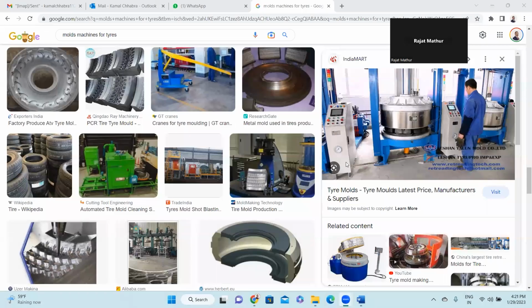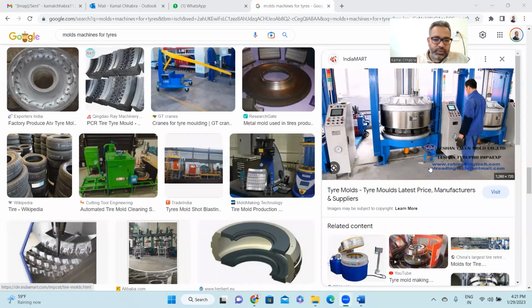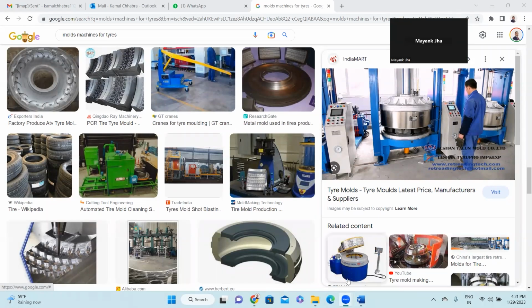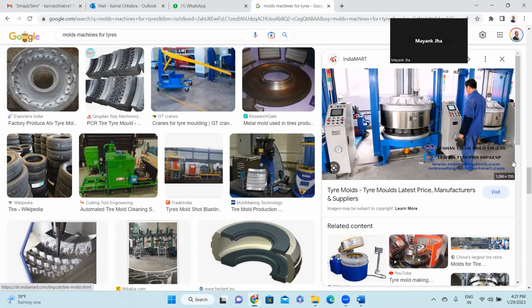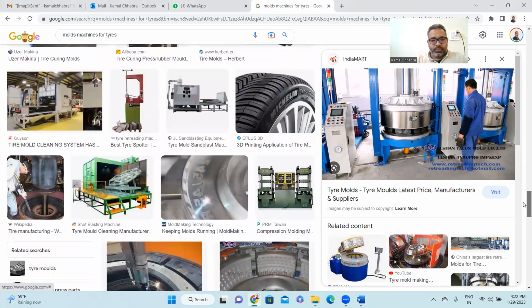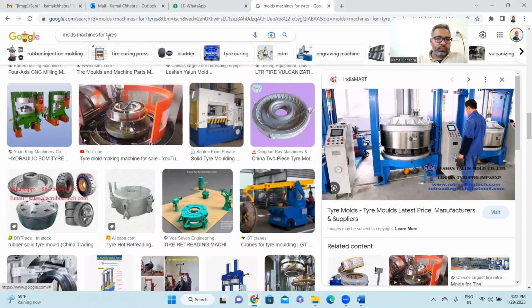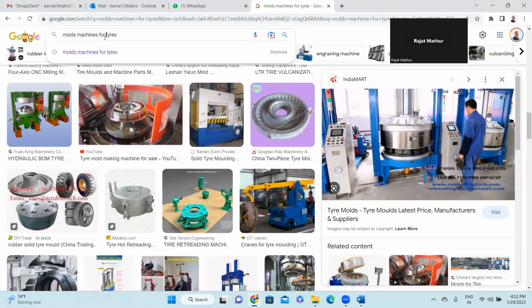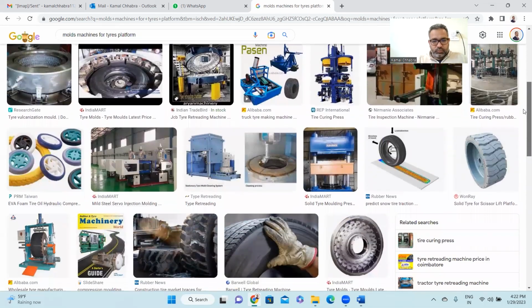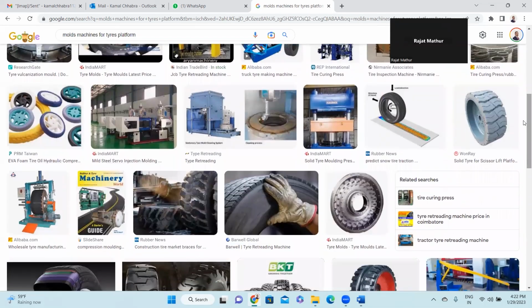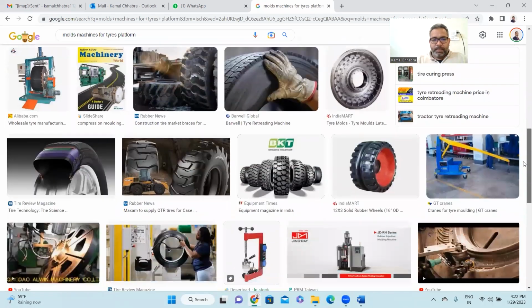You're talking about the base on which this machinery has been installed. Yes. Then it will be a real property, because the base cannot be moved, I guess. So the base cannot be moved, but the machine can. So the base would be a real property, and the machine would be a personal property, I guess. Yes. Right? Makes sense, everyone? Yes, yes, yes.